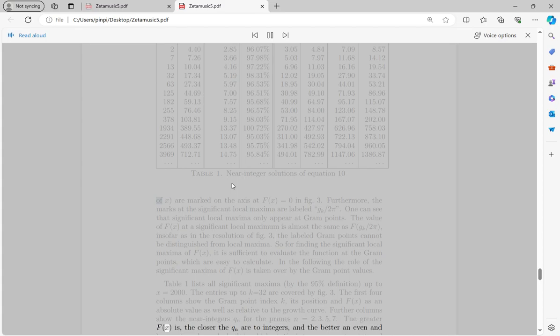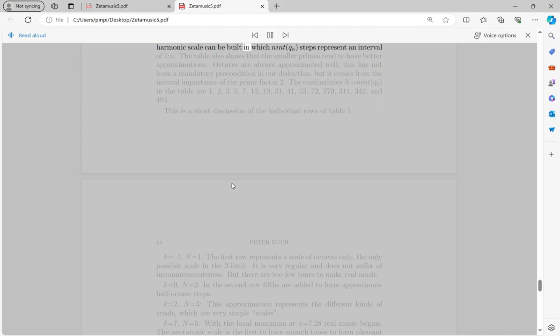The greater f(x) is, the closer the q_n are to integers, and the better an even and harmonic scale can be built in which q_n steps represent an interval of 1/n. The table also shows that the smaller primes tend to have better approximations. Octaves are always approximated well. This has not been a mandatory precondition in our deduction, but it comes from the natural importance of the prime factor 2. The cardinalities n equals round(q_2) in the table are 1, 2, 3, 5, 7, 12, 19, 31, 41, 53, 72, 270, 311, 342, and 494.